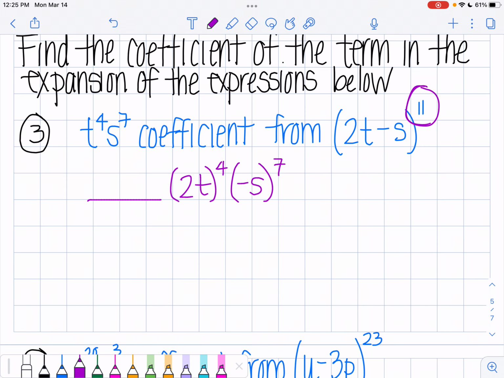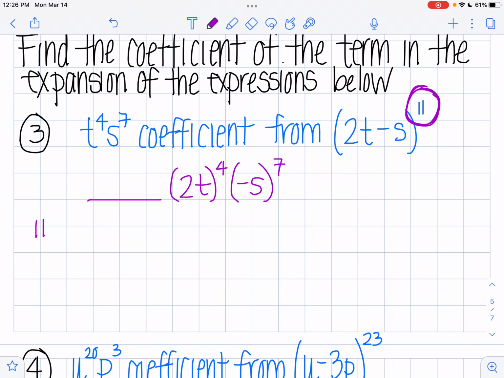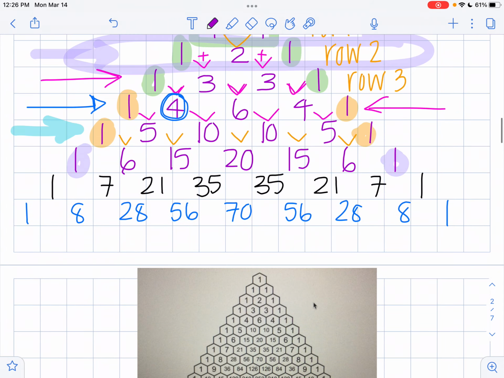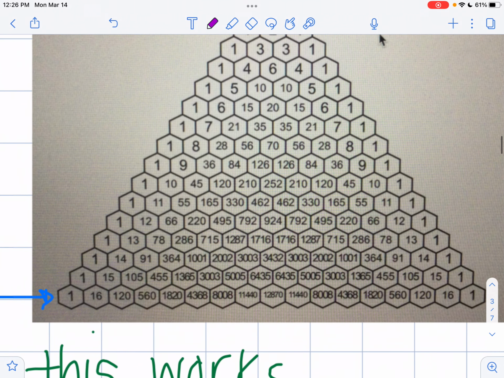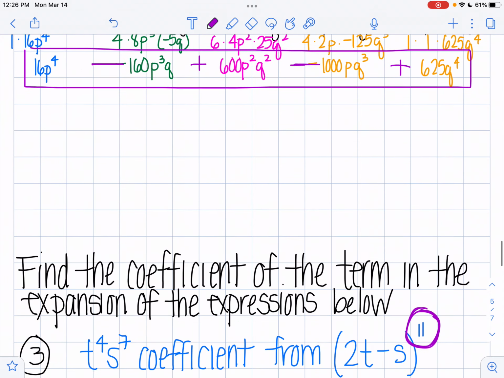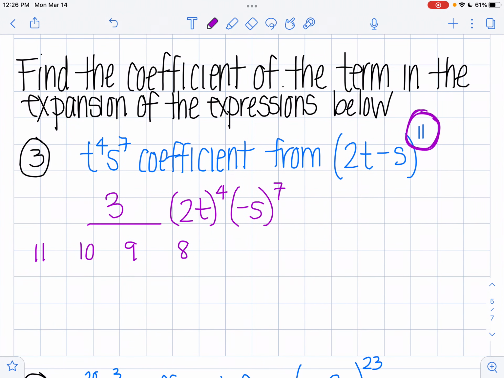And because this is to the 11th power, when I'm using Pascal's triangle and my t comes first, I have to count 11, 10, 9, 8. So I'm going to go up to my Pascal's triangle and I'm going to count till I get to 4. I'm at 11, 10, 9, 8, 7, 6, 5, 4. This would give me t to the 4th at 330. So this number would be 330.